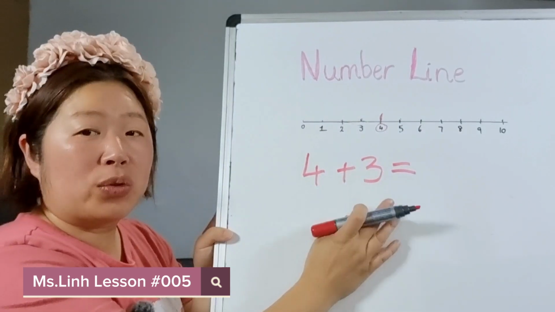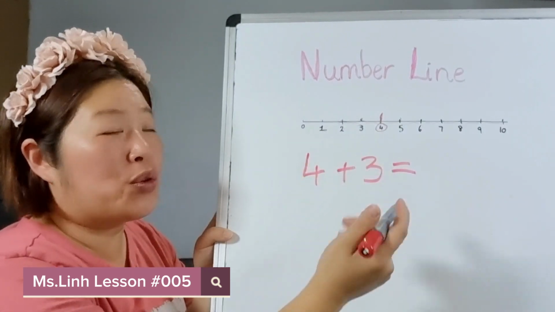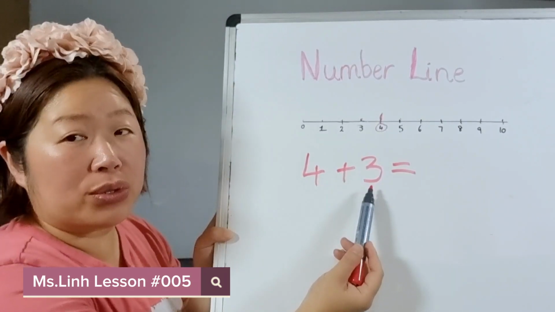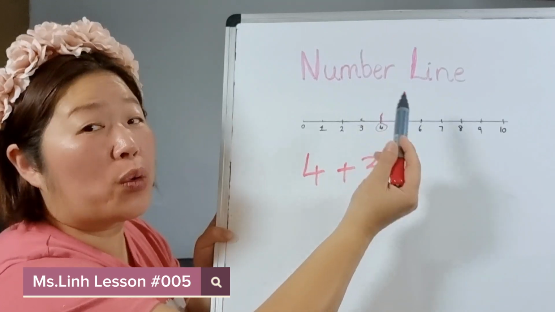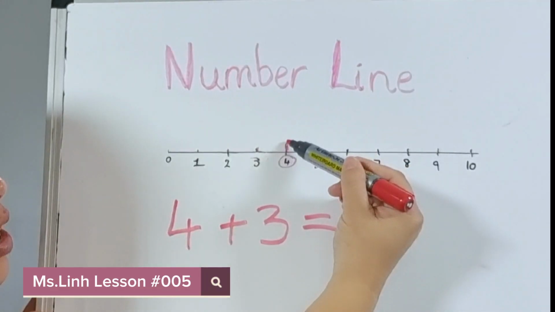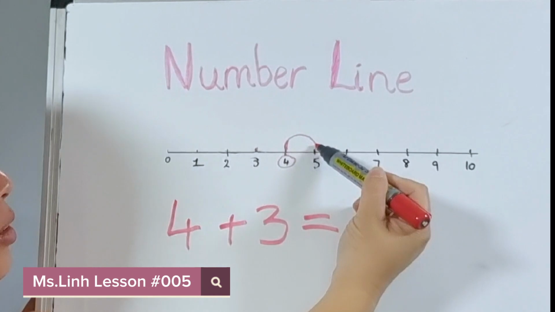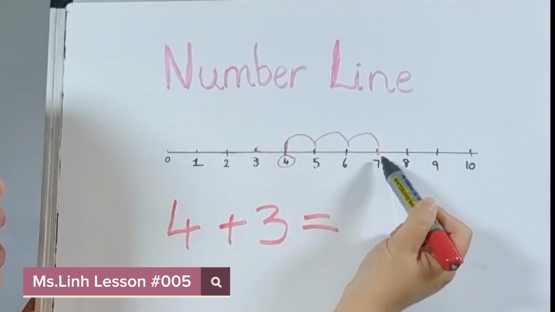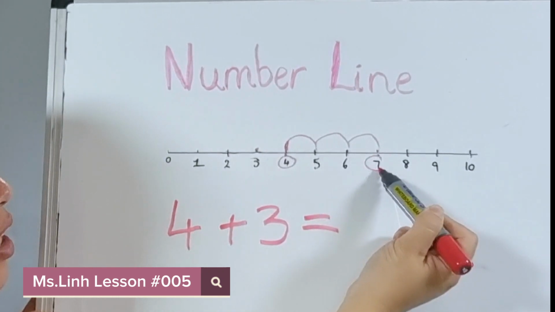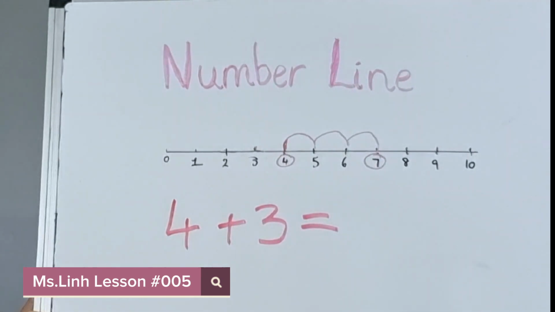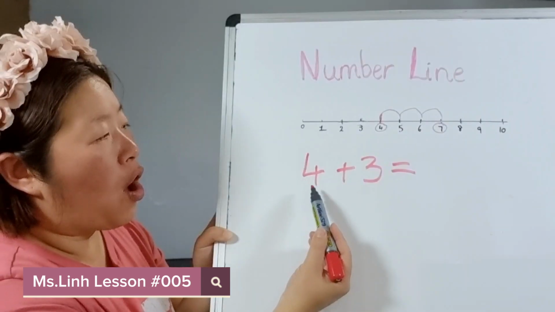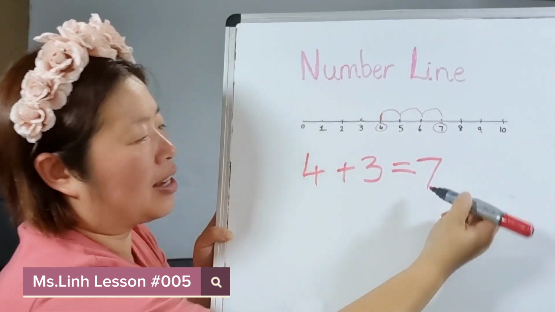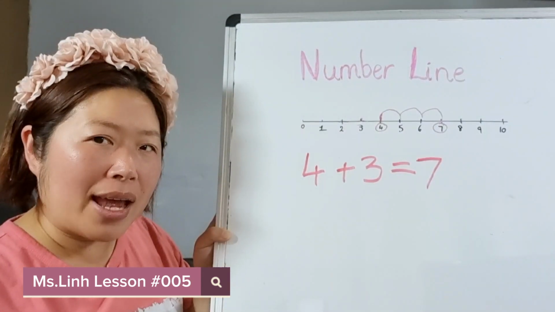Plus 3. So remember, the second number tells you how many steps you have to move forward. It says 3. So I'm going to move forward 3, yeah? So I'm going to do this. 1, 2, 3. And it lands on 7. I want to circle it. So 4 plus 3 gives me 7. Does that make sense?